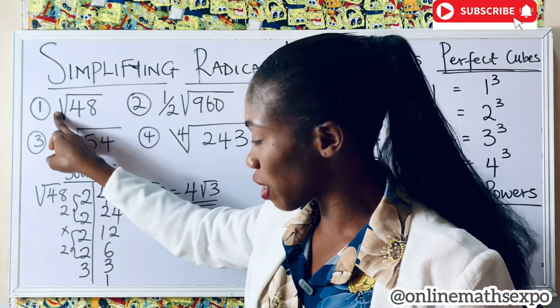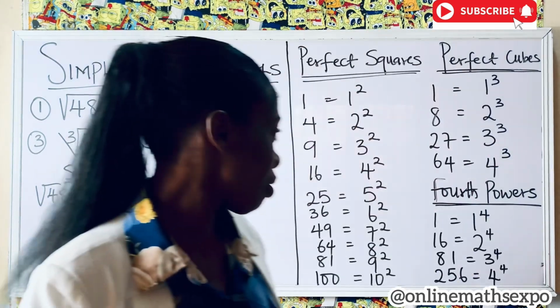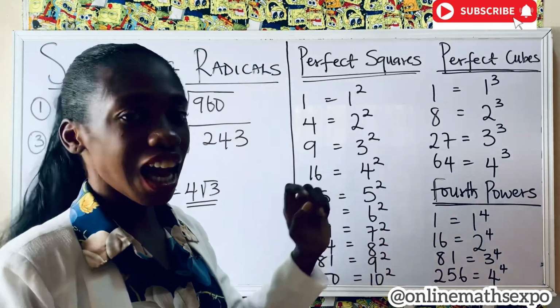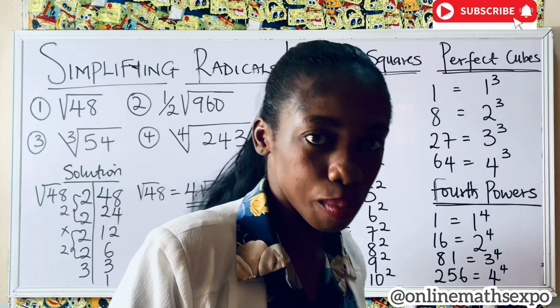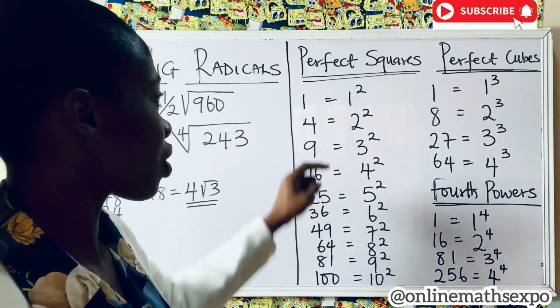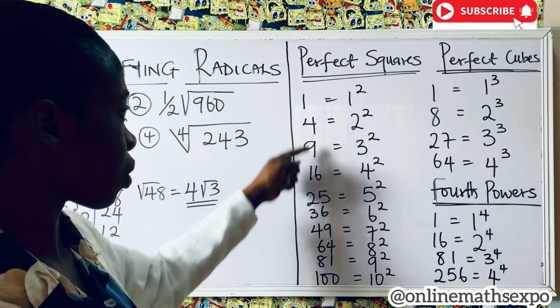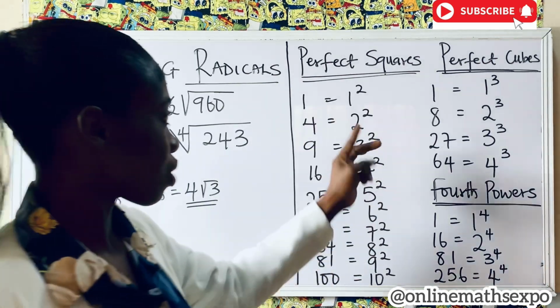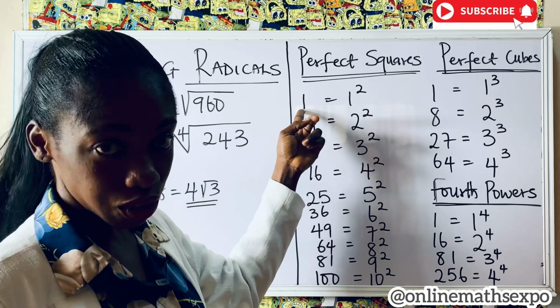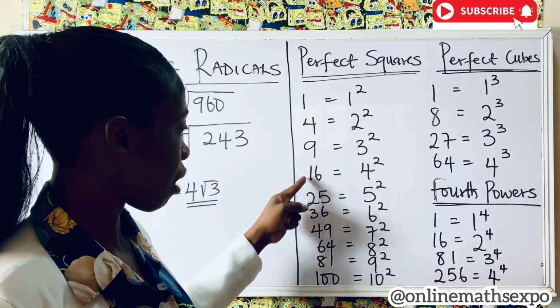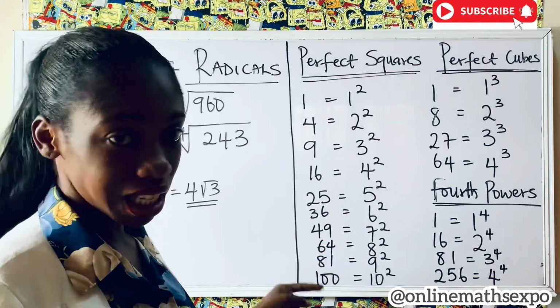This one is square root. So you make use of your perfect squares. Okay, and let's remind ourselves of some perfect squares. These are some of the perfect squares. These are examples because we can have two numbers that we can multiply to give us back the number. So these numbers here are perfect squares. I hope that is clear.